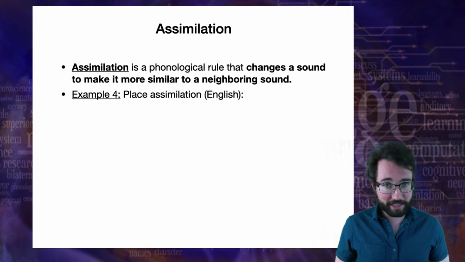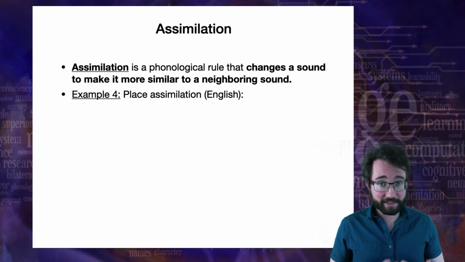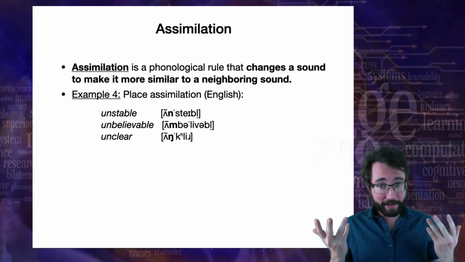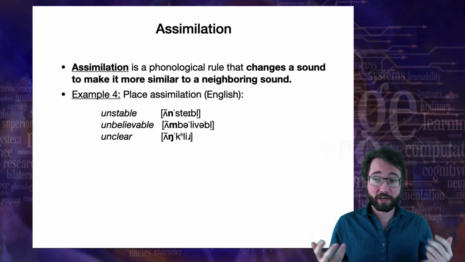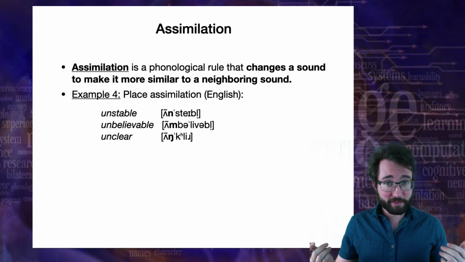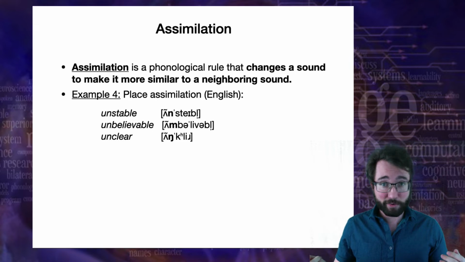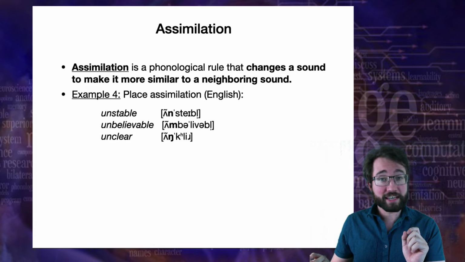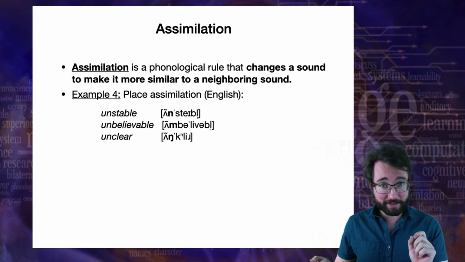The last kind of assimilation I'm going to talk about is place assimilation. This is also exemplified in English. So let's take a look at some words and think about how they are actually pronounced. We have the word unstable, the word unbelievable, and the word unclear. So let's say them slowly. We have unstable, and let's pay attention to the N, the nasal consonant that's in there. Unstable. When you say unstable, that is an alveolar nasal with the tip of your tongue against the alveolar ridge.